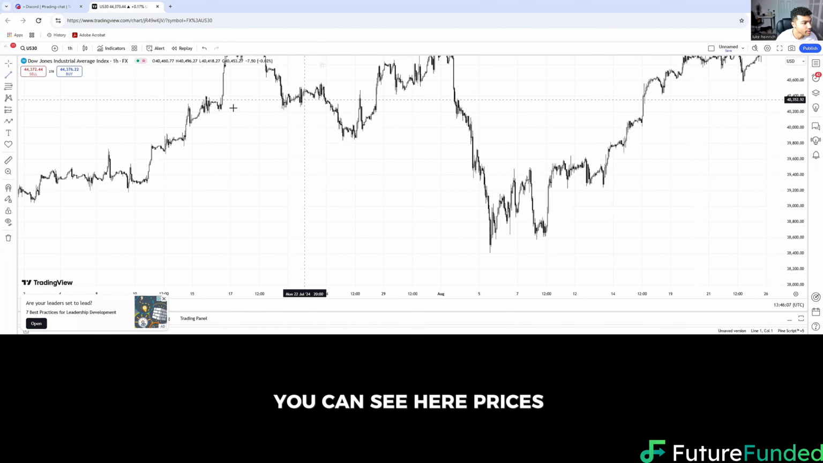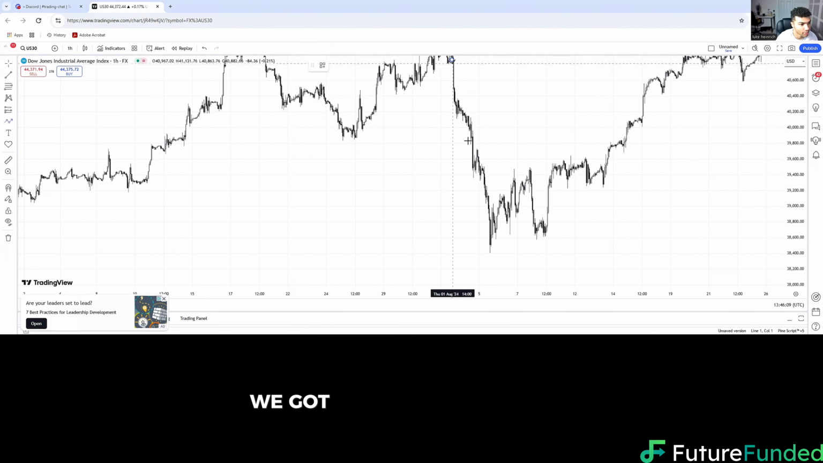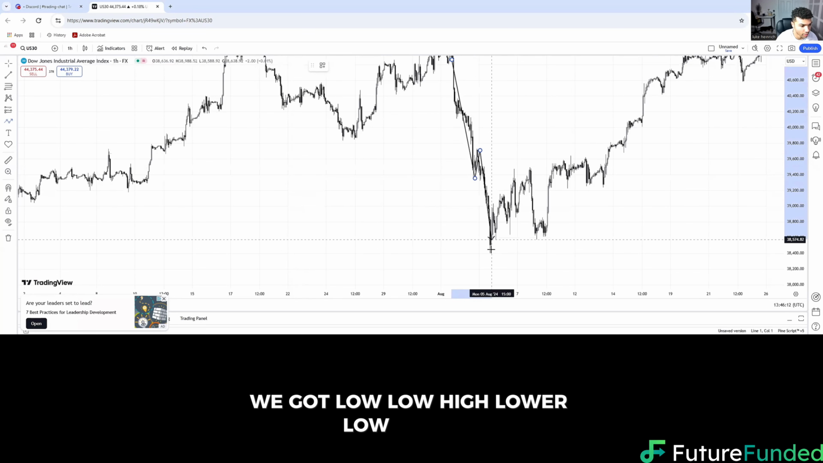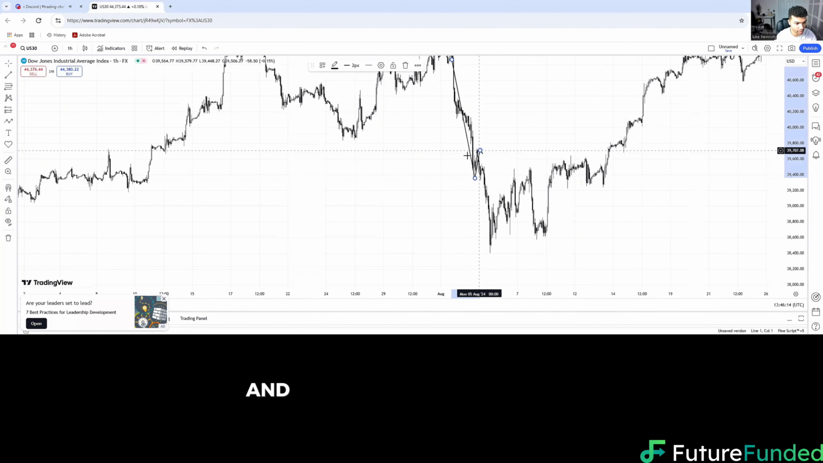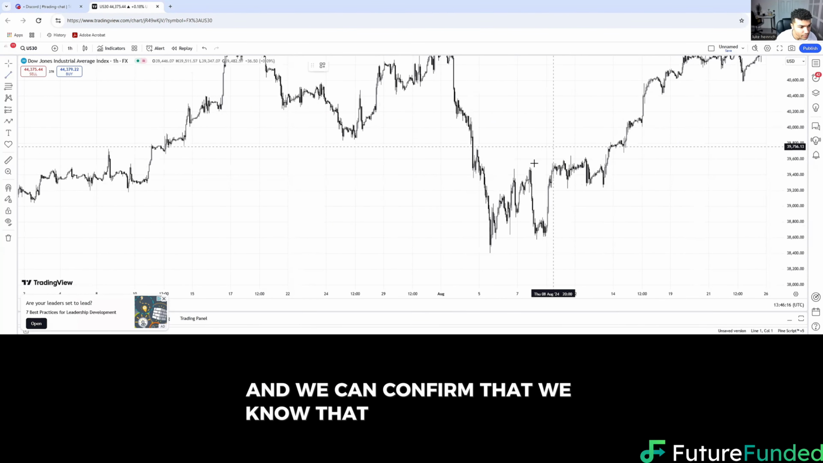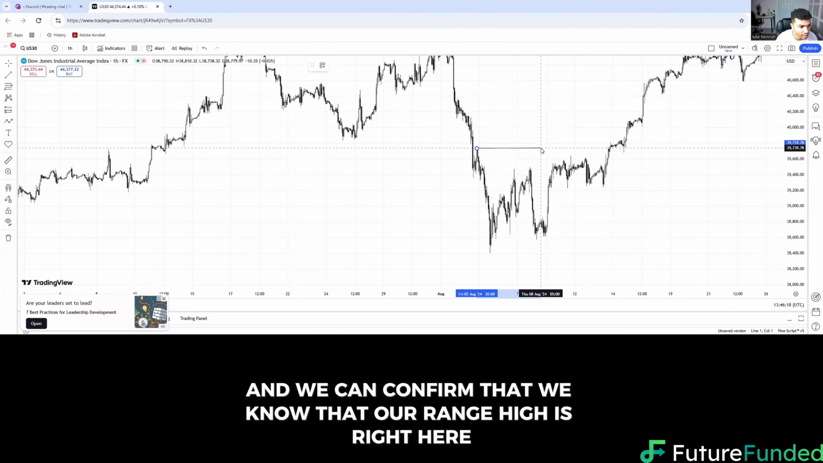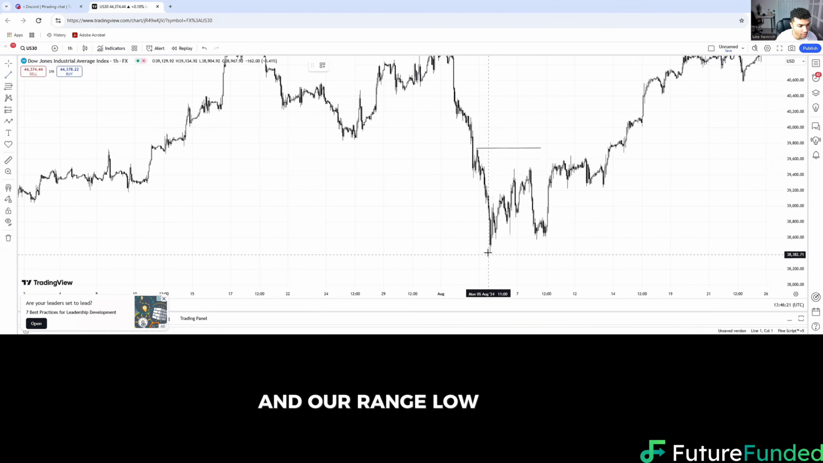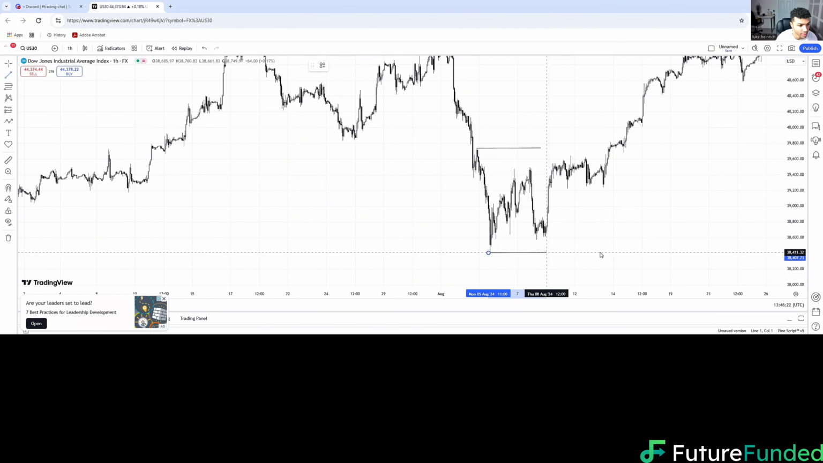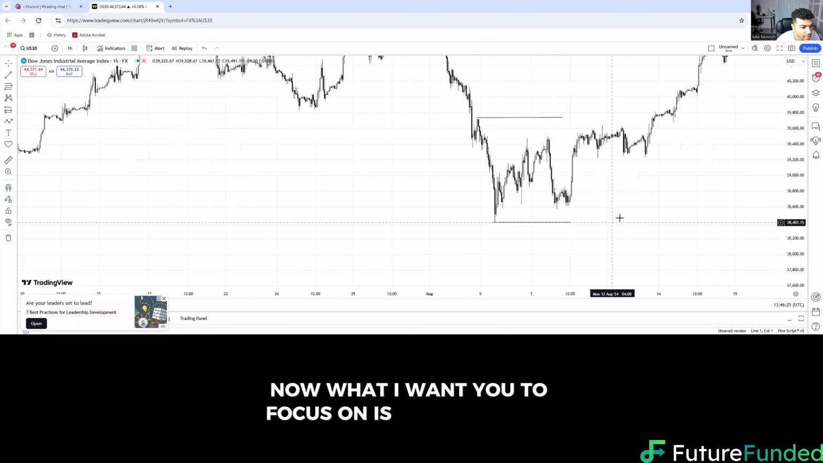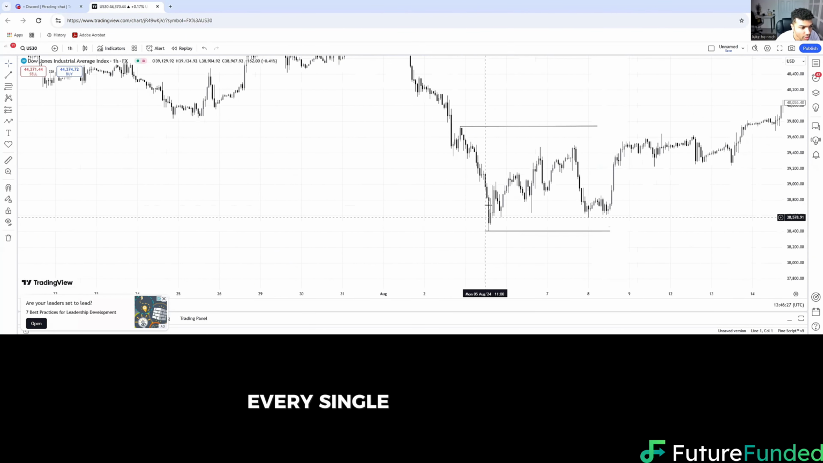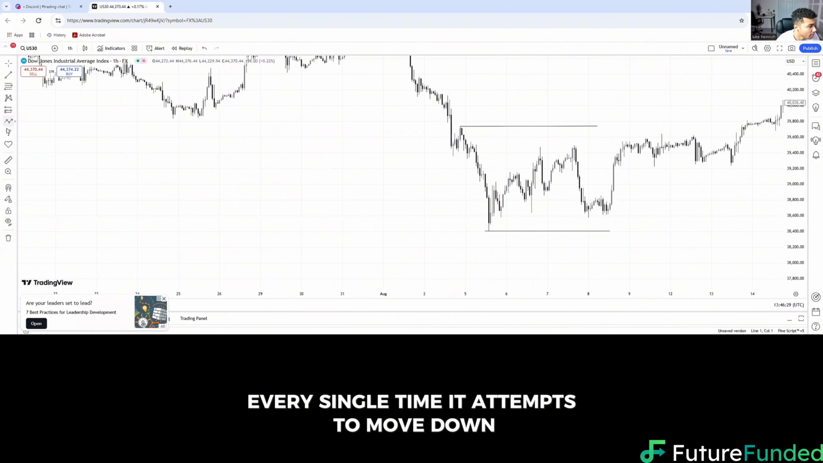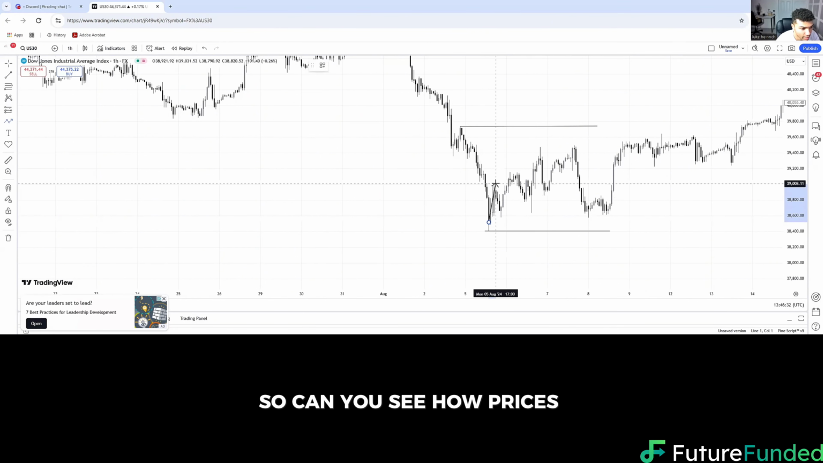You can see here price is pumping to the downside. We've got a lower high, lower low. All right, so now that we've got that and we can confirm that, we know that our range high is right here and our range low on the hourly is right here. Now, what I want you to focus on is what price does every single time it attempts to move down. So can you see how price reacted?